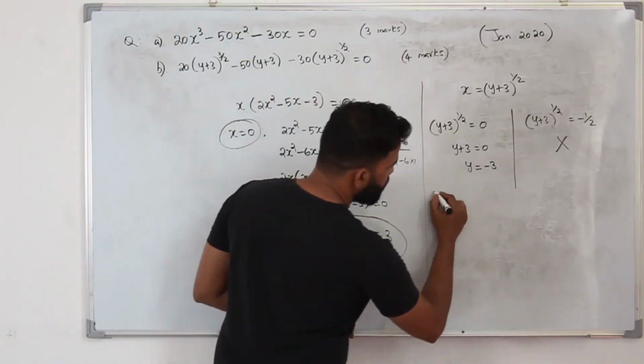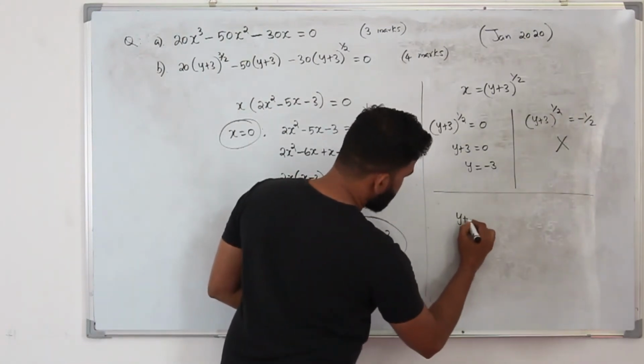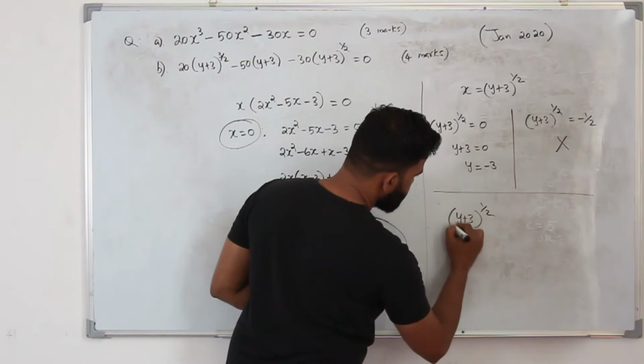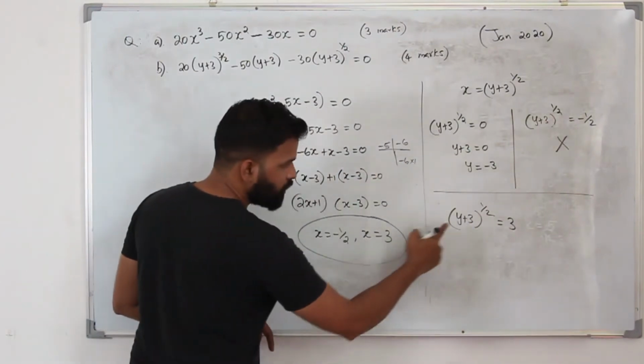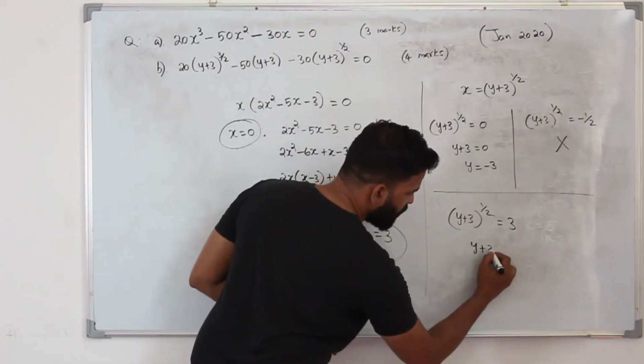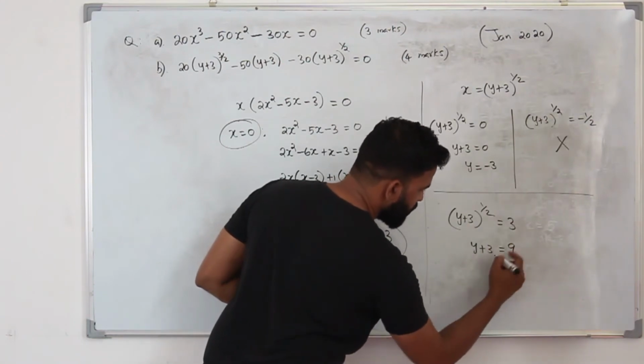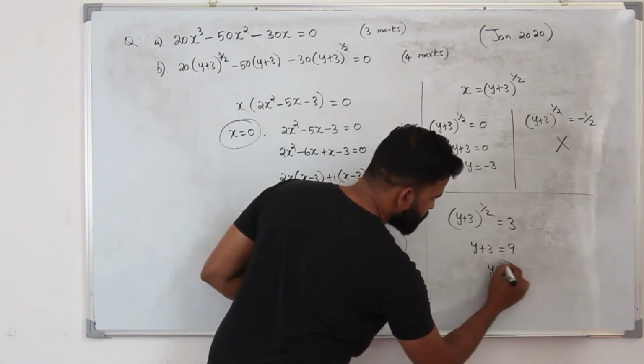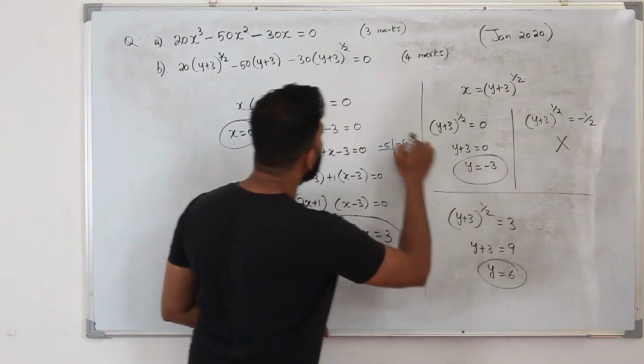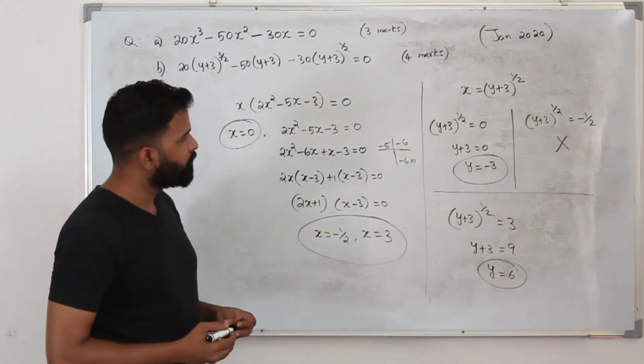Take the third case. You have y plus 3 to the power half is 3. Square both sides. Y plus 3 is 9. 3 square is 9. Y is 6. So you have two solutions for this equation.